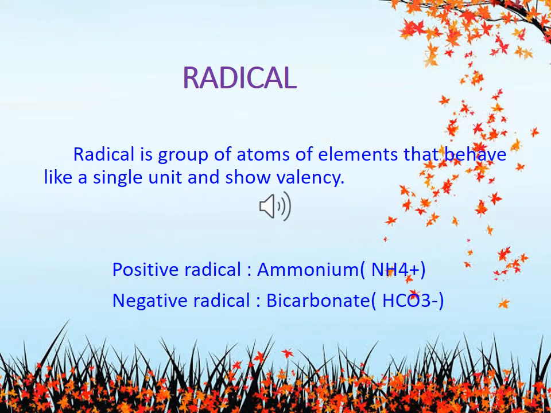Now, radical. What do you mean by radical? A radical is a group of atoms of elements that behave like a single unit and show valency. For example, ammonium, NH4. So it is a group of atoms. It has an atom of nitrogen and atoms of hydrogen. So it is a group of atoms of elements and it behaves as a single unit. Like NH4 will behave as a single unit. It will not have two different characters of nitrogen and hydrogen, but will behave as a single unit and it has valency. Those are called radicals.